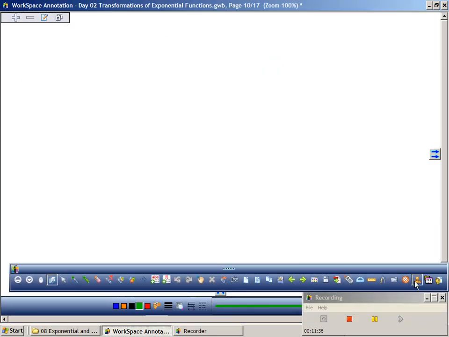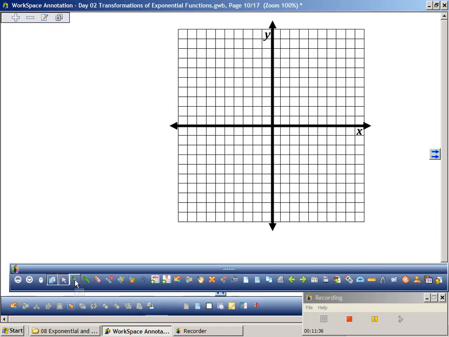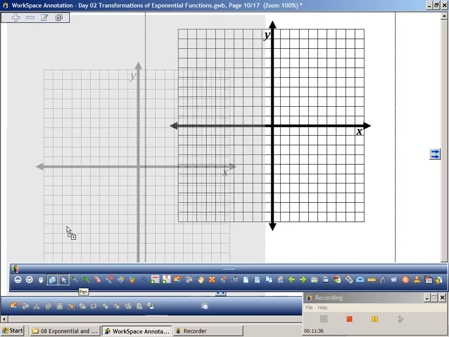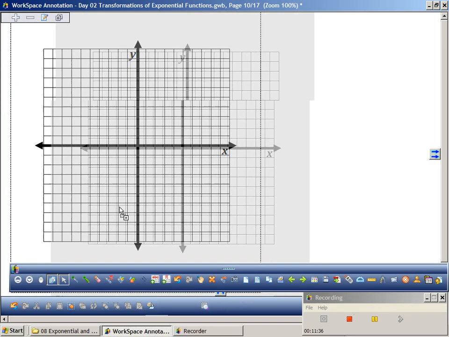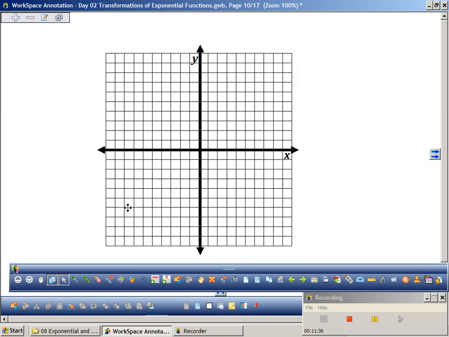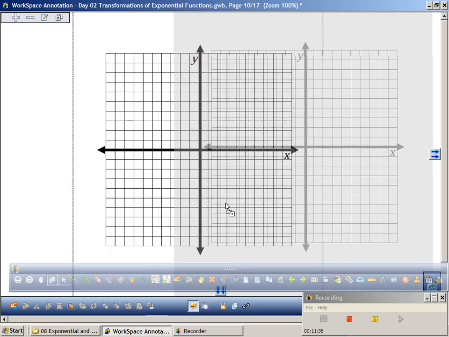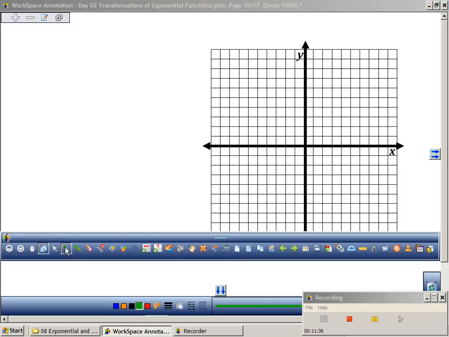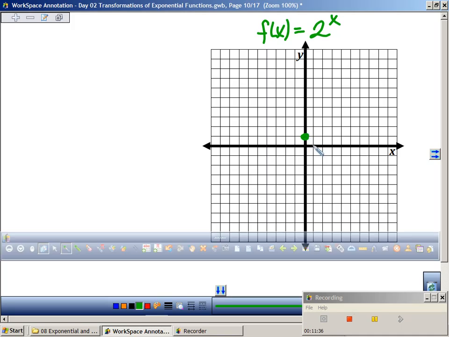Let's get myself a graph. And let's start with this one in the middle. Let's start with 2 to the x. We know this one by heart now, right? My first reference point is at 0, 1. My second reference point is at 1, 2. Good. What if I go in the negative direction? Negative 1. It's only going to go up half.